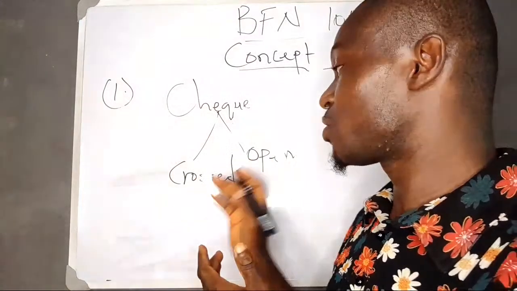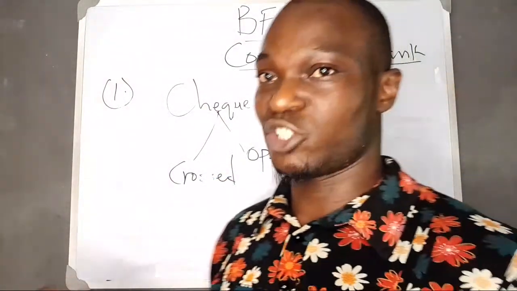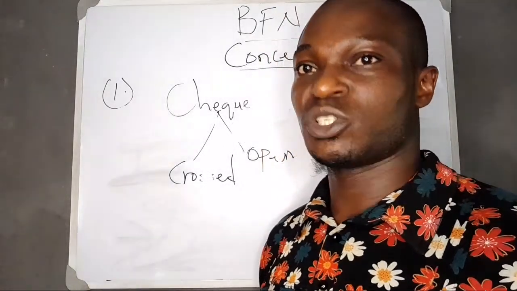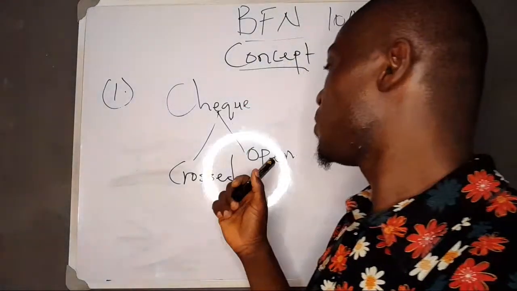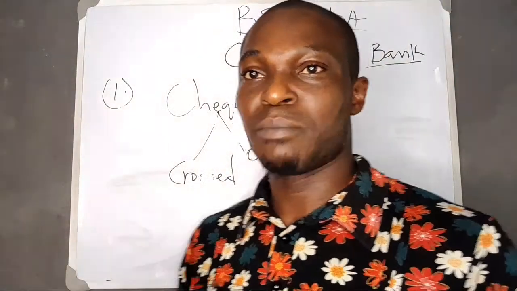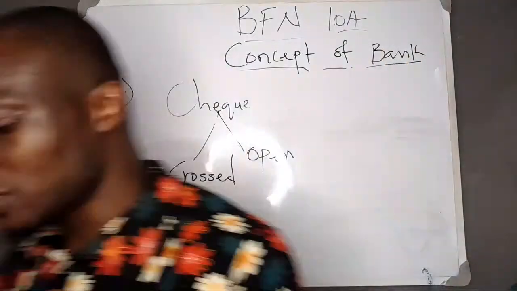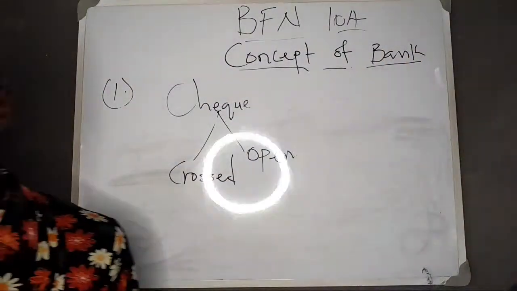I said a crossed check cannot be cashed in the bank. It can only be transferred to the account of the payee. And I said an open check is a type of check that can be cashed on the counter of the bank. So these are the types of check we have.